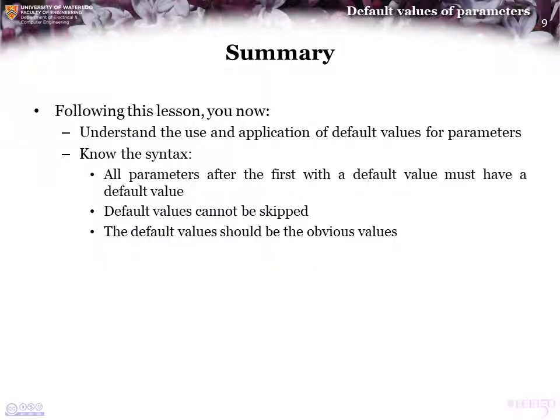So, following this topic, you now understand the use and application of default values for parameters. You know the syntax. All parameters after the first with a default value must be given a default value. They can't be skipped, and the default values should be obvious.